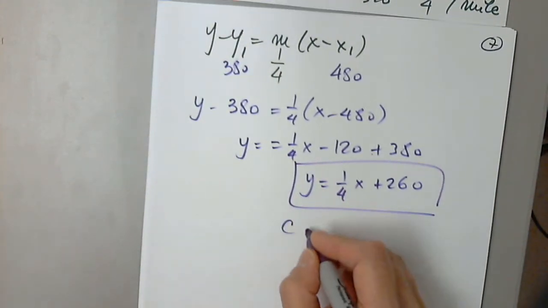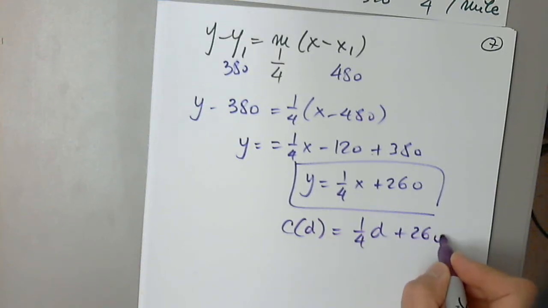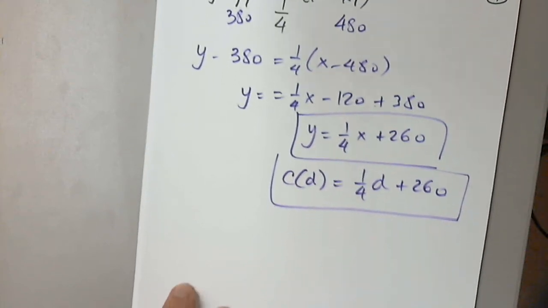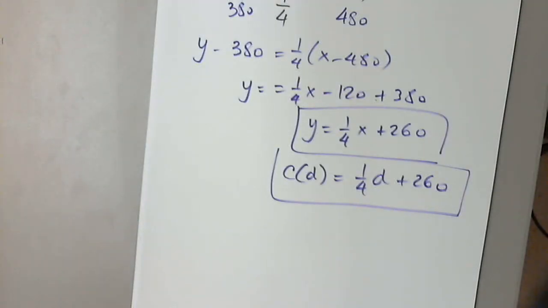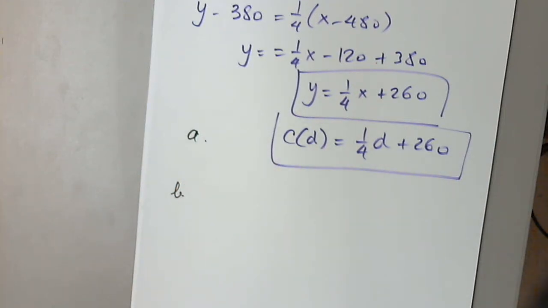Yes, if you want to use C, please use C of D equals 1/4 D plus 260. This is much nicer because we are told cost function of distance traveled, use C and D. It's up to you. I will not deduct points if you use a different notation. Use this equation to predict the cost of driving 1,500 miles per month. That's part B. This was part A, find the equation. And now part B, we're asked to find the cost for 1,500 miles.